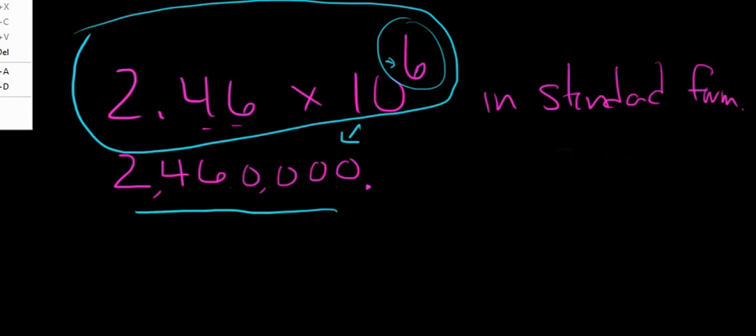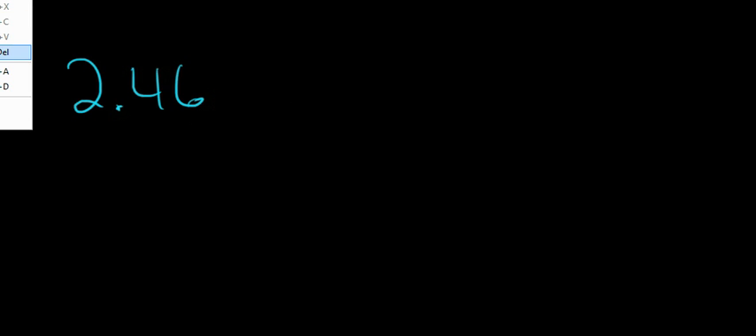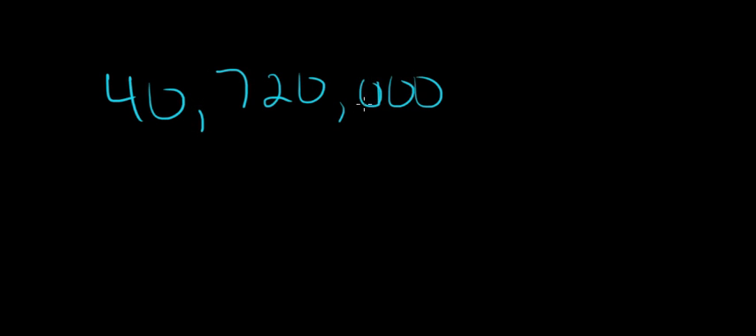Okay? Now, our next problem, example 2, it says to write 2.46 times 10 to the 6th. Did I just do this one? I just did this one. My bad. Yep, hold on. Let me get rid of that. Hard to see in the dark. Okay. We got this number here, gang. We got 40, comma, 720, comma, 000. What number is that, by the way?